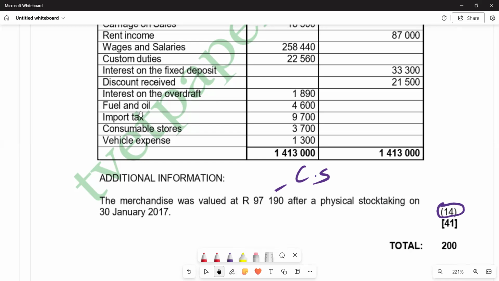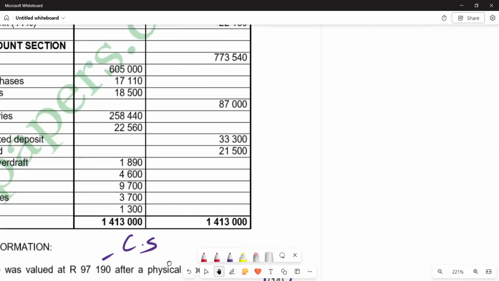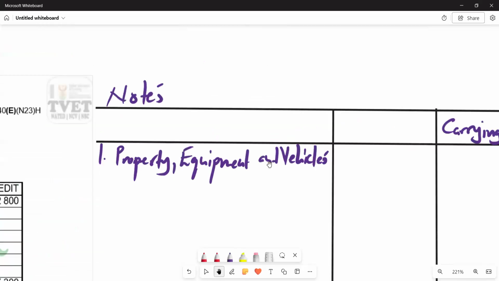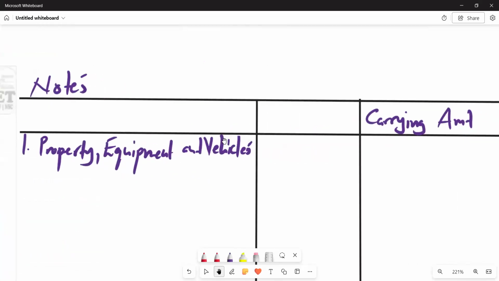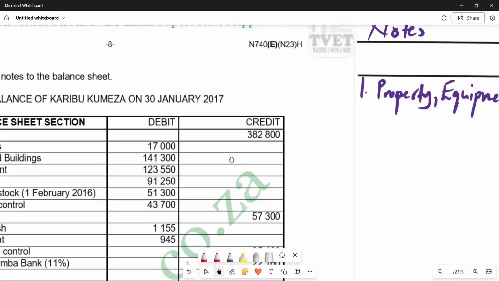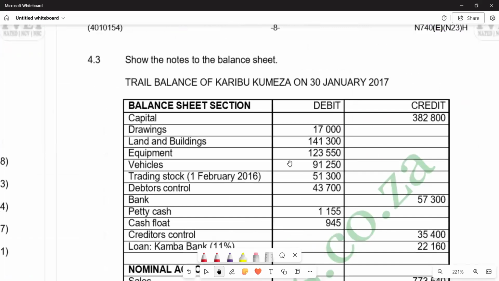So we are going to go to our answer section, and that's where we're going to write our notes. On our notes, we are going to list all the non-current assets that we are given. Remember, if you go to our question, the non-current assets that we are given have no depreciation. So we are just going to list. We are assuming that the figures that we are given represent the carrying values of those non-current assets. Remember, in the balance sheet, we will show the carrying values. So we are just going to list all of them.